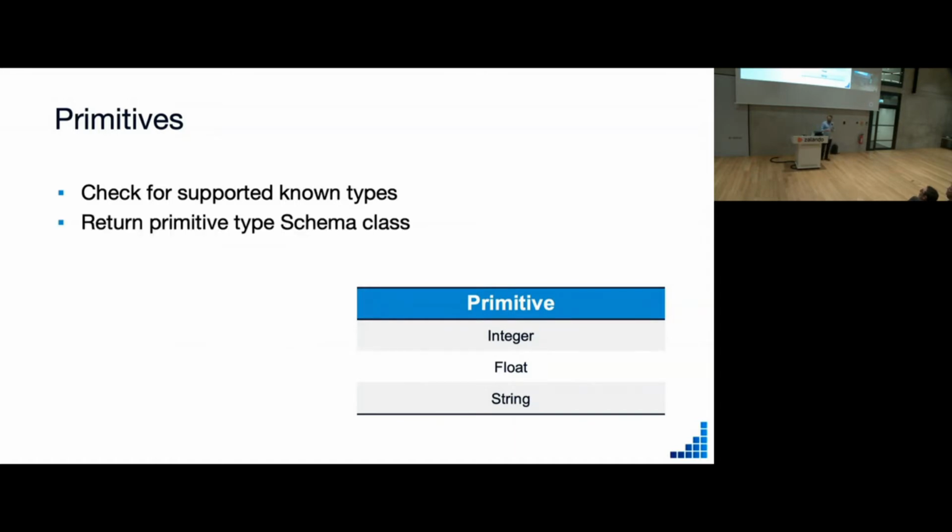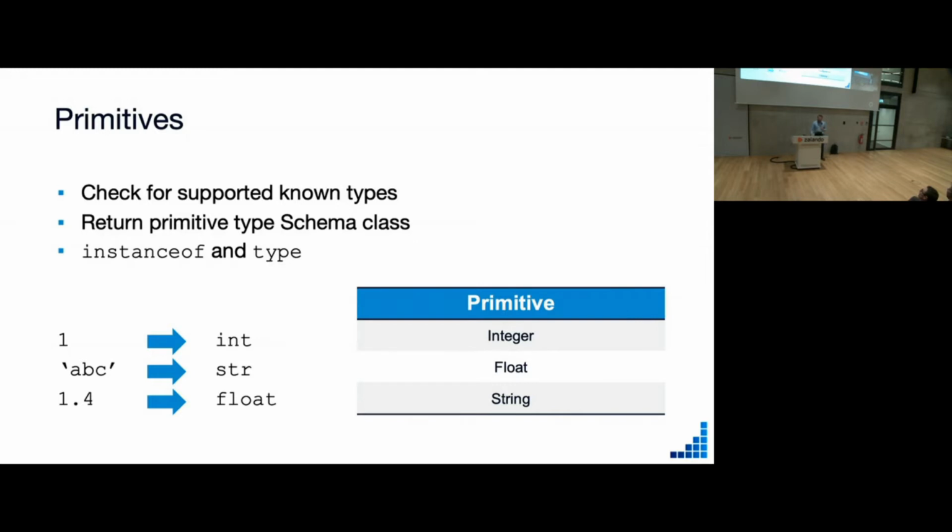If so, we can pass a schema object, or schema, an instance, which has this primitive type in it, and there could be some metadata involved. And you can just do this with, there's a lot of more specialized ones, but the most famous ones are instance of and type to check, like, hey, is this an int? So here, one would map to this int, to the string, or to the float.